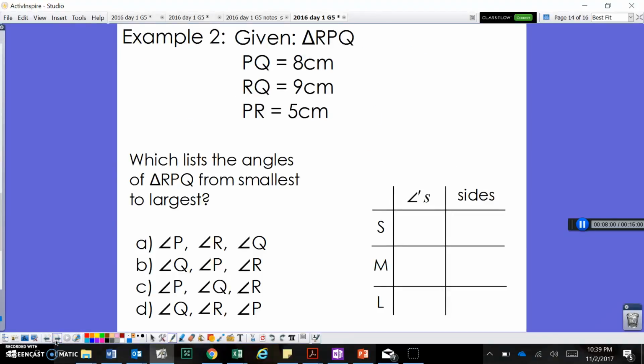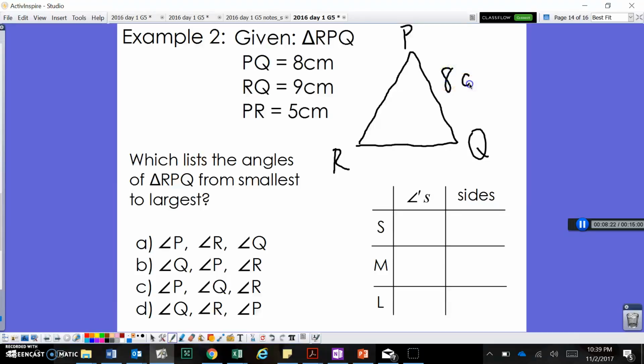Alright, example 2, given triangle RPQ. Again, we don't have a triangle, so we have to create our triangle and label it. PQ is 8 centimeters, RQ is 9, and PR is 5 centimeters. We're going to list our angles from smallest to largest. Again, make sure you read your question.